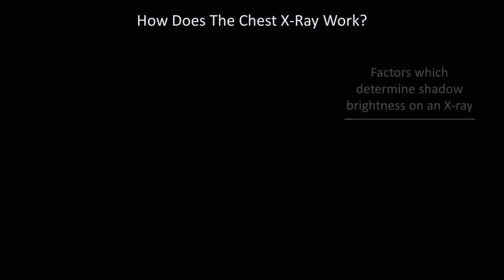So what are the factors that determine how many photons pass through a particular spot on a patient to reach the detector? In other words, the factors which determine shadow brightness. There are essentially three.